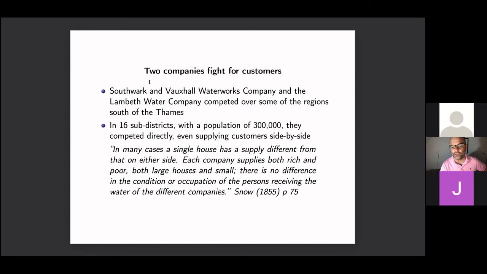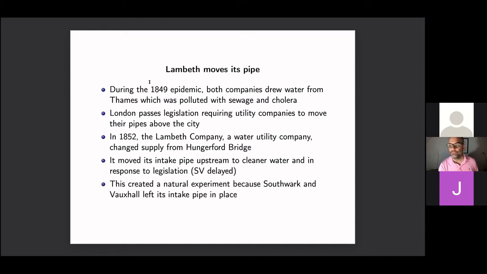So he argues the competition was so intense that sometimes people on different sides of the street would have different water companies. So in 1849, during the 1849 epidemic, both companies drew their water from the Thames that was polluted with sewage and cholera. London passed legislation that required the utility companies to move their pipes above the city. So let me sort of draw this for you.